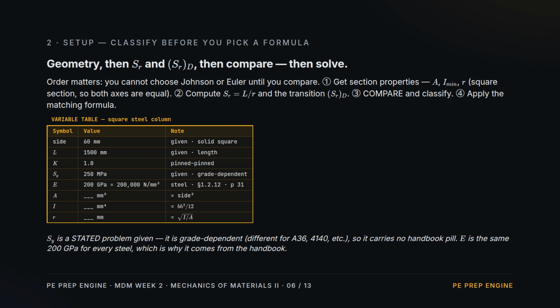Setup, and the order is the lesson. You cannot pick a formula until you compare. First, get the section properties. It's a square, so both axes are identical, and there's no weak axis hunt. Then compute the slenderness and the transition slenderness. Then compare and classify. Only then apply the matching formula. Note the yield strength is a stated given. It's grade dependent, while the stiffness is the same for every steel and comes from the handbook.